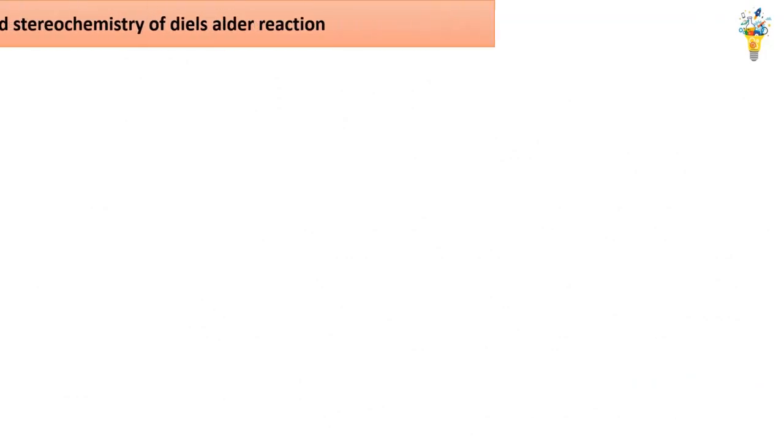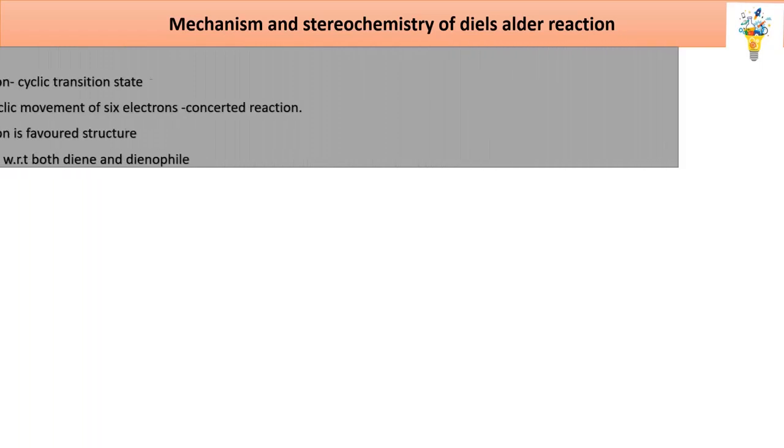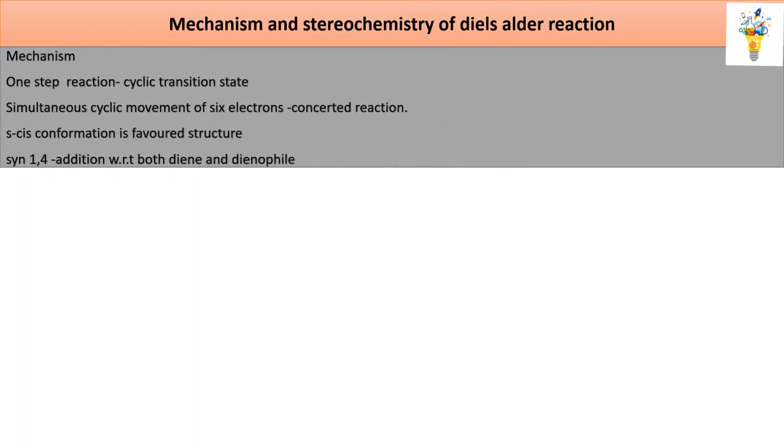Have you solved the question? If you have any doubt, please mention it in the comment box. So next is the mechanism and stereochemistry of the Diels Alder reaction. About the mechanism, it is simple. It is a one-step reaction, that is, a concerted reaction with a cyclic transition state.